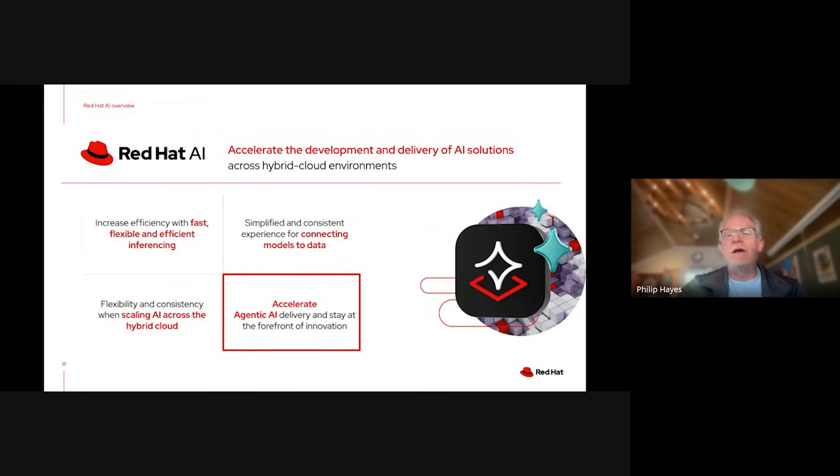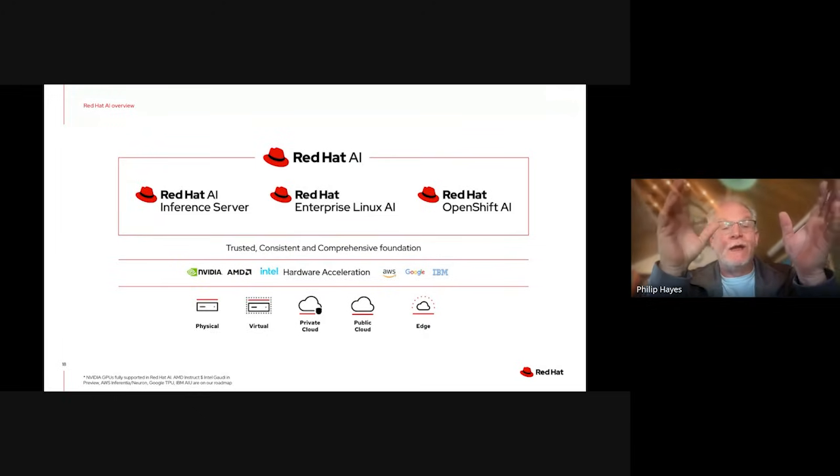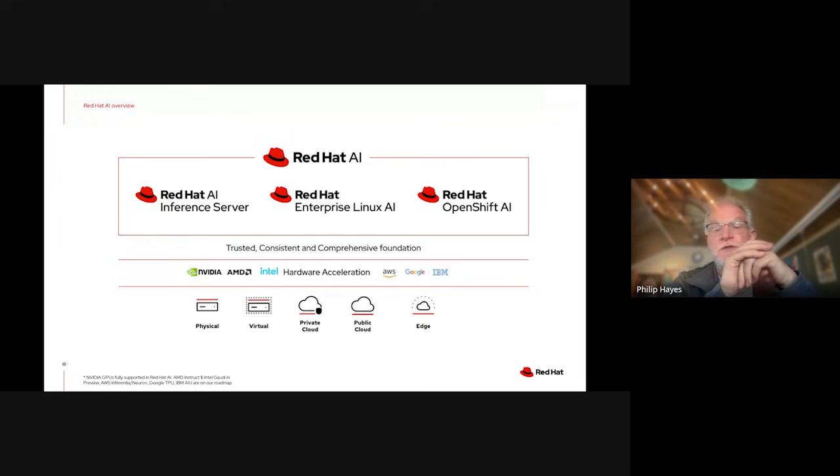So if we look at our portfolio then of Red Hat AI, you can see that AI Inference Server is part of the overall platform. This platform accelerates time to market and reduces the operational cost of delivering AI solutions across hybrid cloud environments. It enables efficient tuning of small fit-for-purpose models with enterprise-relevant data and provides the flexibility to deploy wherever the data resides. It enables organizations to manage and monitor the life cycle of both predictive and generative AI models at scale.